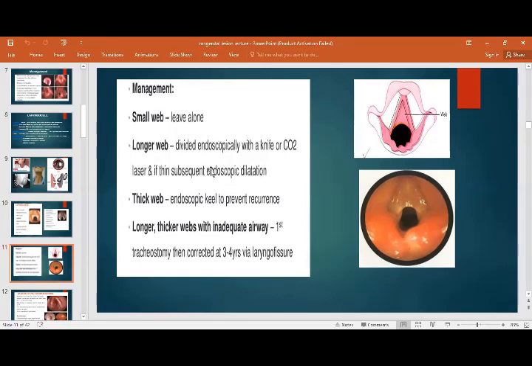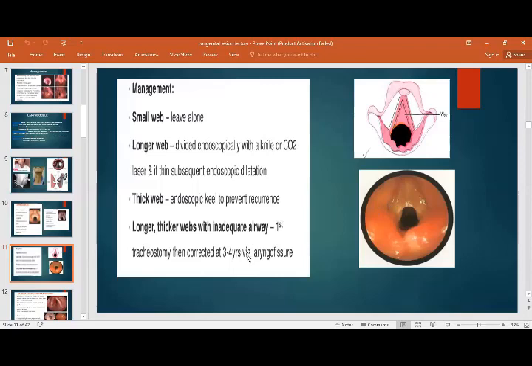While in the case of a longer web, we will use either laser therapy, the carbon dioxide CO2 laser, or sometimes we will go for endoscopic dilatation. That is called Bougie dilatation. There is a special instrument which is called a Bougie. We will insert it under general anesthesia and we will cut this web. If it is something very thick, then we need to keep the endoscopy clean to prevent recurrence.